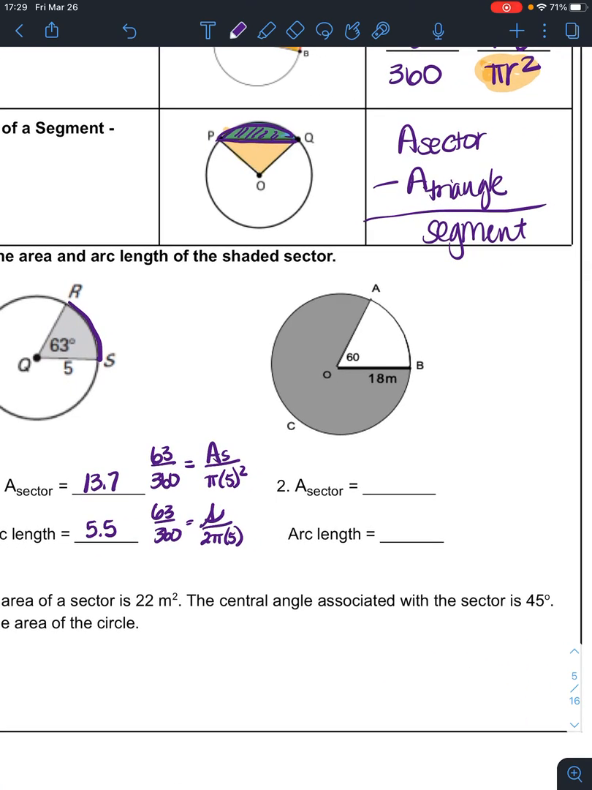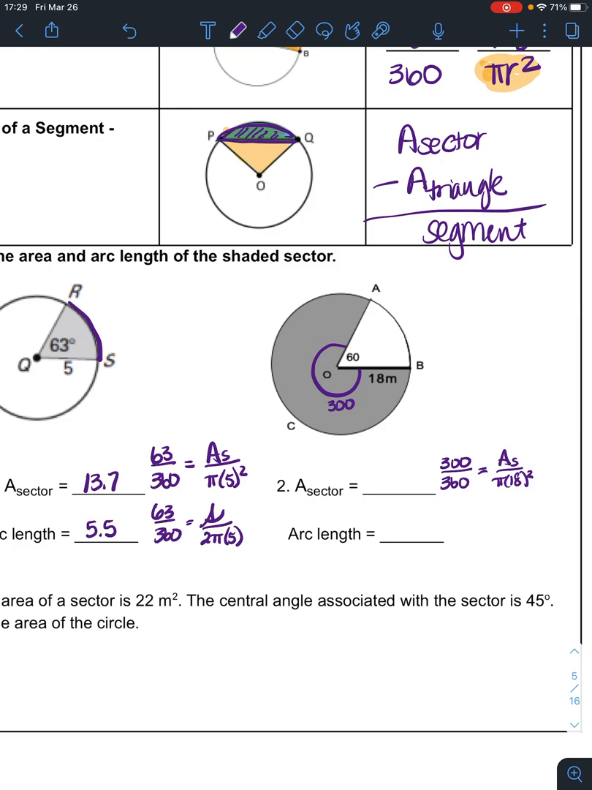The only difference is I want the shaded sector, which is this big piece. Well, in order to do that, I need to know what that theta is, what that angle is. If the small piece, if AOB is 60, then the flip side of that, the rest of the circle, has to be 300. So the area of the sector would be 300 degrees divided by 360 is equal to the area of the sector, the area of that big piece, divided by pi times 18 squared.